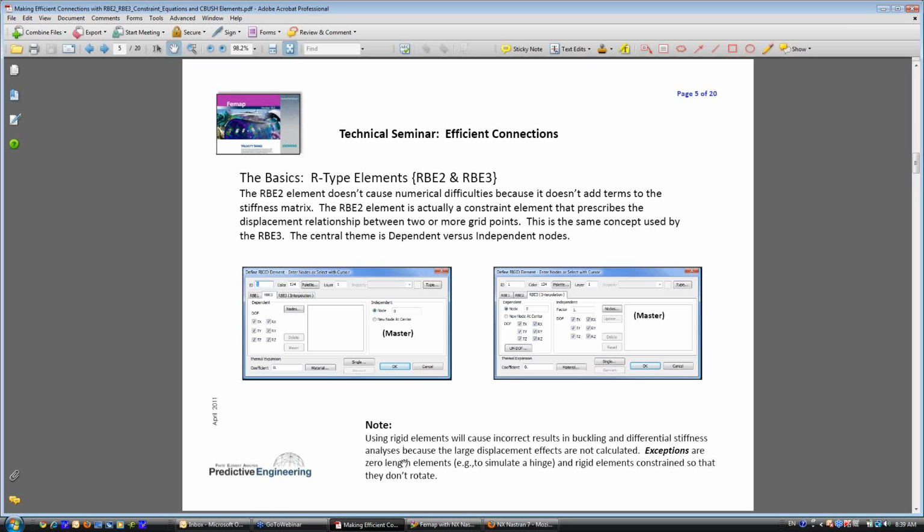And this is one of the little things that can catch you if you're doing nonlinear work. Rigid elements, they stay rigid. They're in the constraint equation. They're updated once. They're not like an element that changes. So if you're doing any sort of nonlinear work with rigid elements, you can get some unexpected results. It's just something to note. Of course, if you have a zero length element, it doesn't matter because there's no length to update.